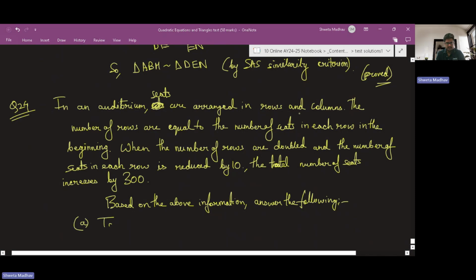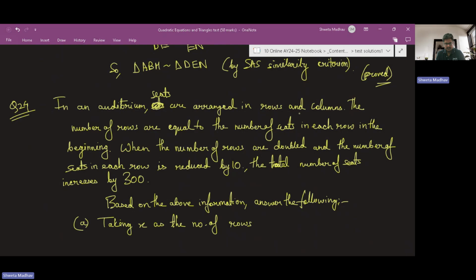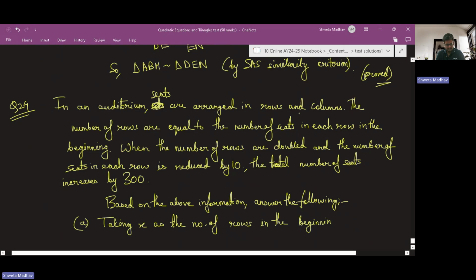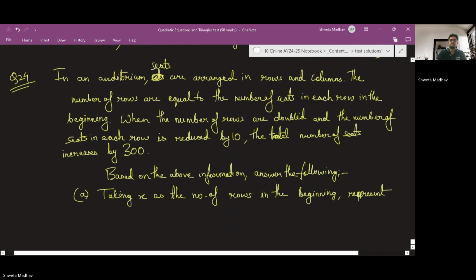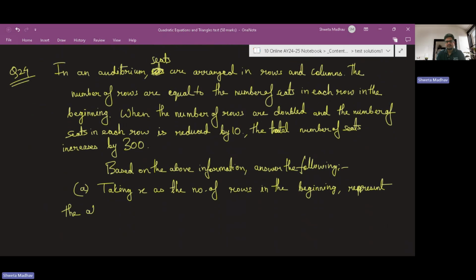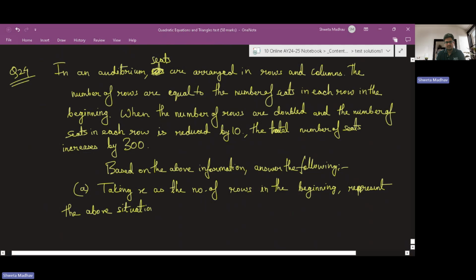Part A is given as: taking x as the number of rows in the beginning, represent the above situation by a quadratic equation.